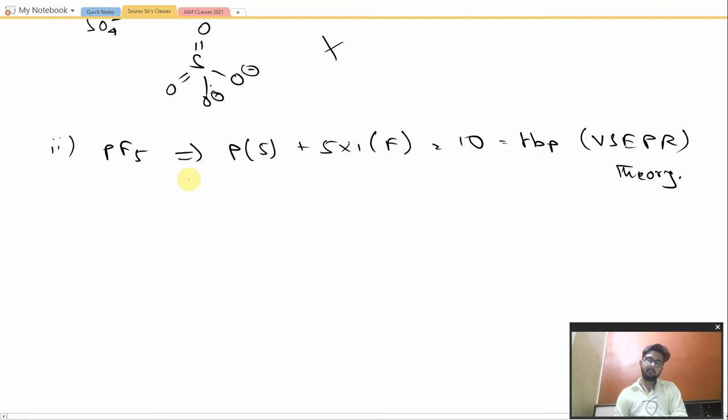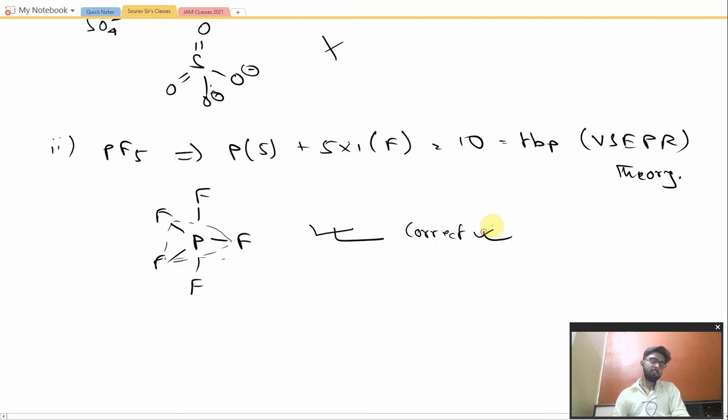Let us just draw the structure for this. We have trigonal bipyramidal. One F would be here, one here, one here. This is the principal plane, that is the molecular plane, and two F would be axial to the P, one above the plane and one below the plane. So this would be the correct structure. In the question, please rectify the above example, that is SO3⁻.